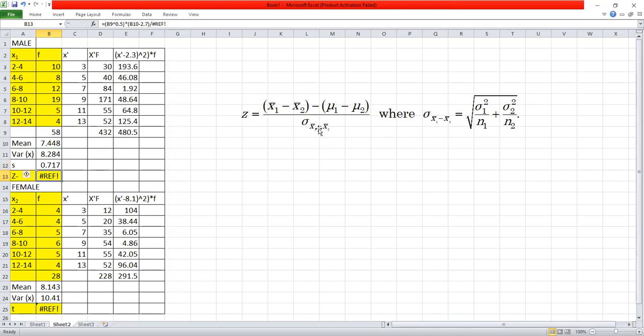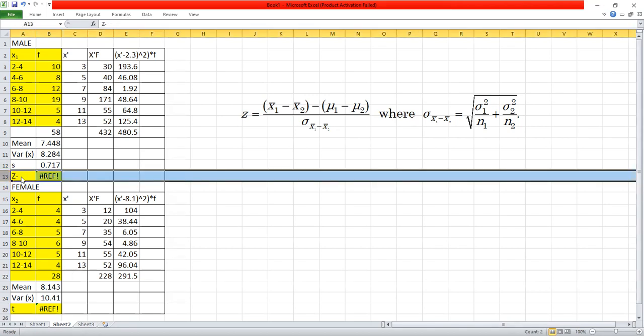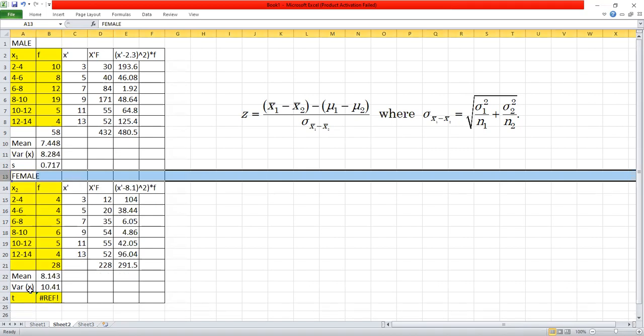That is here, this one here. You can do it yourself using a calculator. This is what it is. This is what you calculate first. Then now you can get your Z.